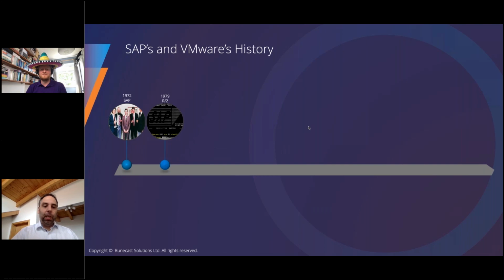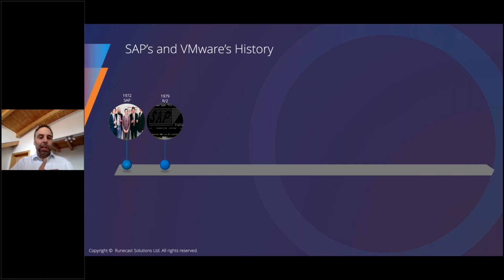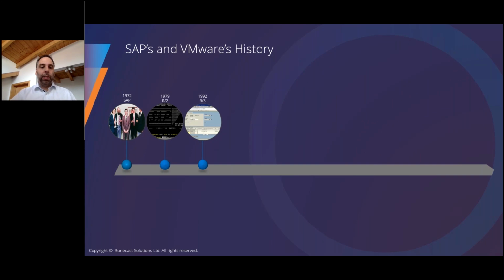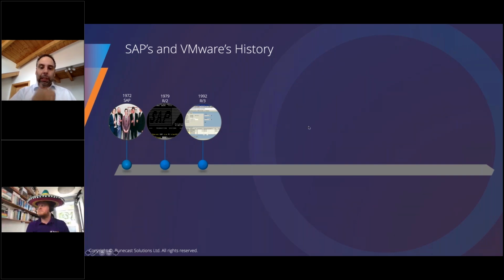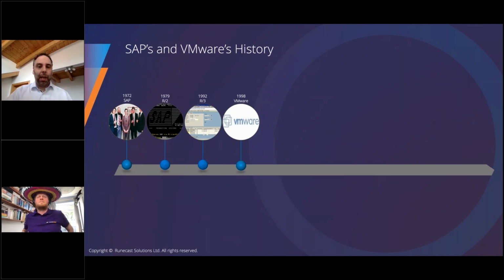And after the first release, they released the R2. The R stands for real time. In 1979, it was these typical host systems. You have a display and your process is running on a host system. After that, the world moved into client-server. 1992 was the year of client-server. So they brought the presentation layer to the desktop itself and ran the database in the data center itself. And after that, VMware was founded in 1998, a couple of years after SAP.